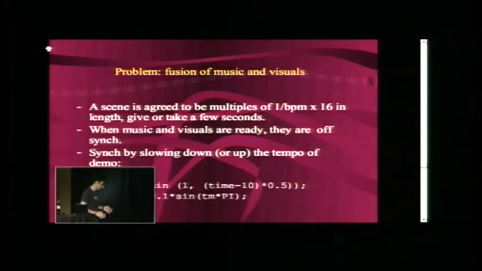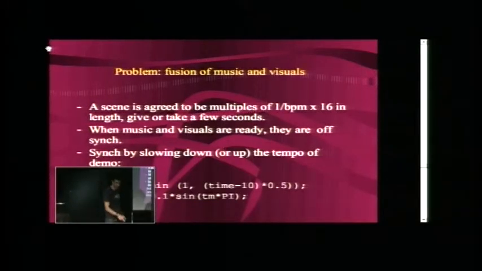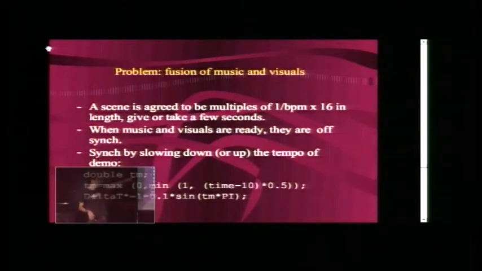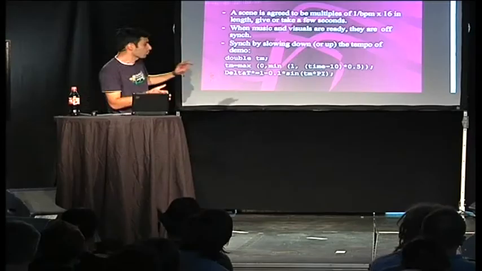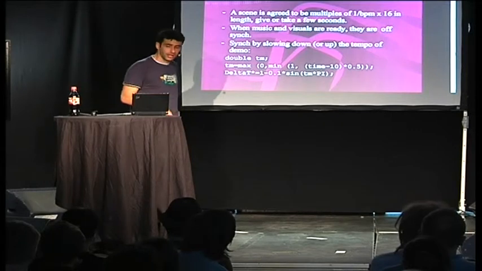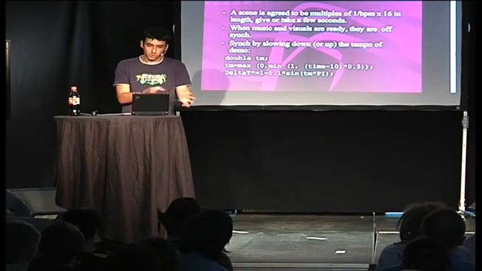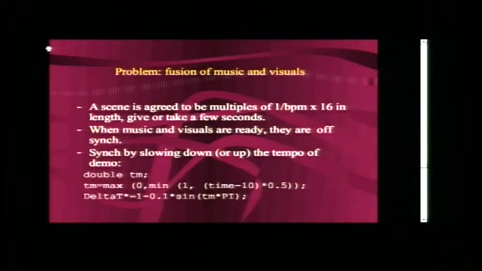Let's say I agree with the musicians that we're going to have one scene that lasts, let's say, 30 seconds, or within that number, more or less, give or take a few seconds. Then another scene that's 30 seconds, 40 seconds, and so on. So they agree on that. Of course, with their music, the beats per minute is a fixed number. Then, of course, they are off sync when I get the music, because the visuals and the music don't fit together.